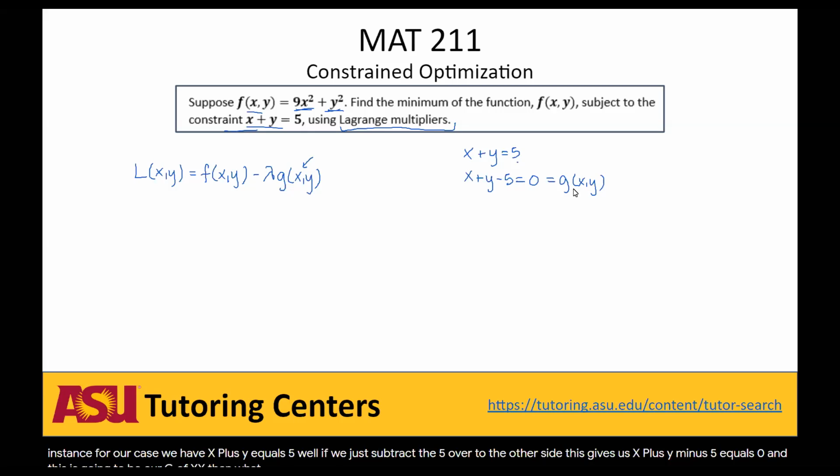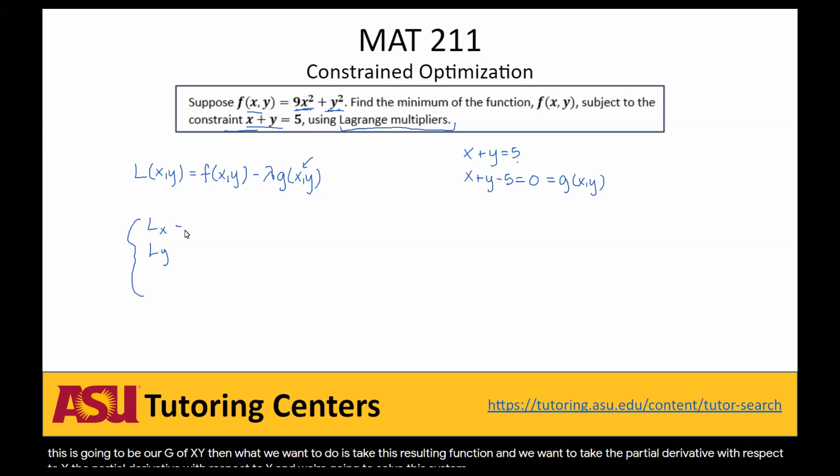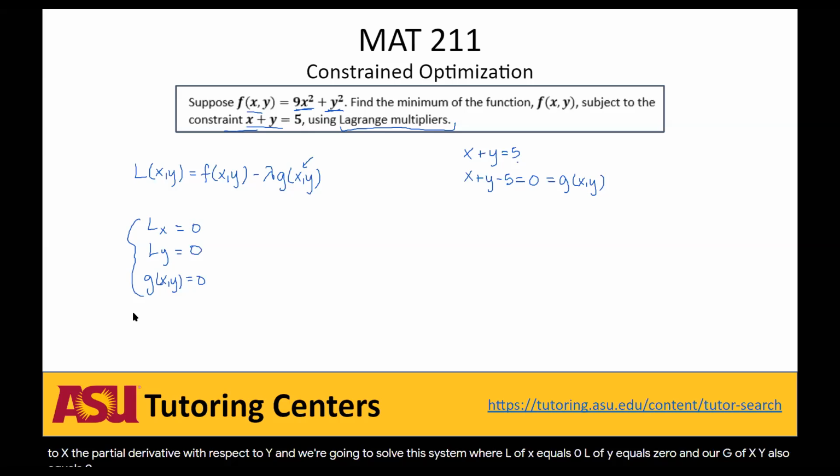Then what we want to do is take this resulting function and take the partial derivative with respect to x, the partial derivative with respect to y, and we're going to solve the system where L sub x equals 0, L sub y equals 0, and our g of x, y also equals 0. So let's start by finding our function L.